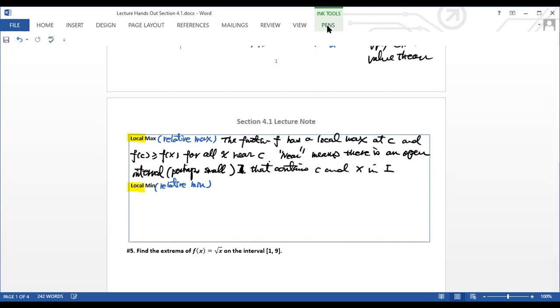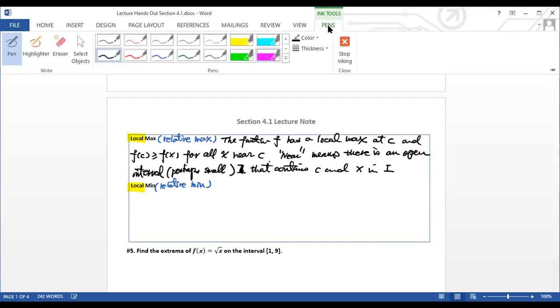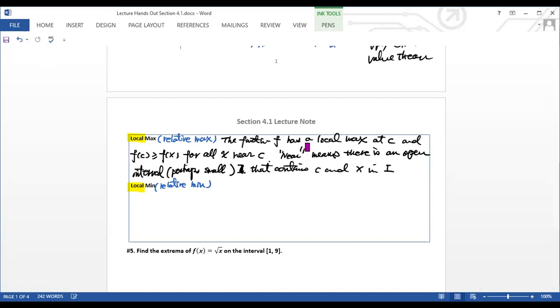So the very key point is, when we say the function has a local max, that means we still define it as f of c greater than or equal to f of x for all the x near c. Near c means we're very close to c. Another keyword is open interval that contains c and x. So what do I mean there?